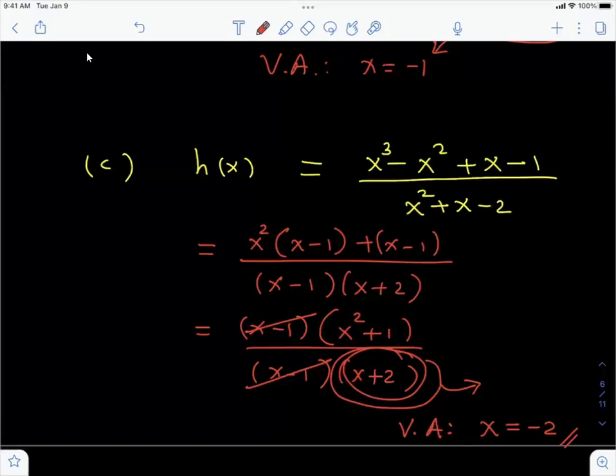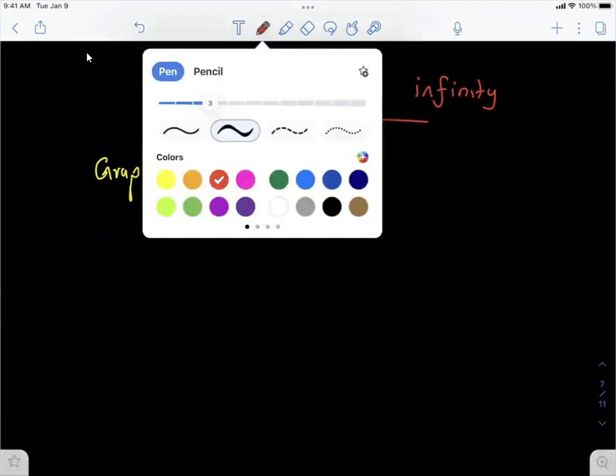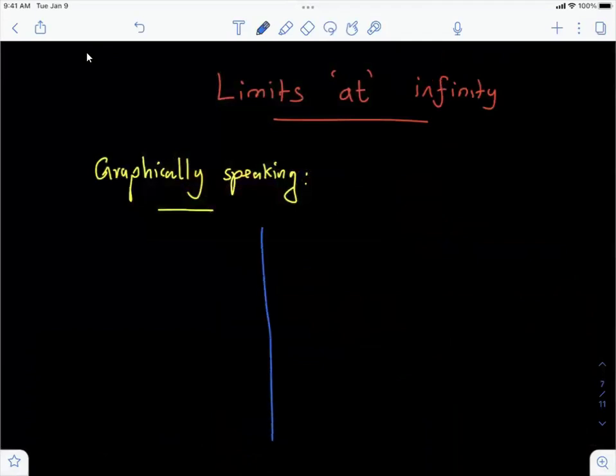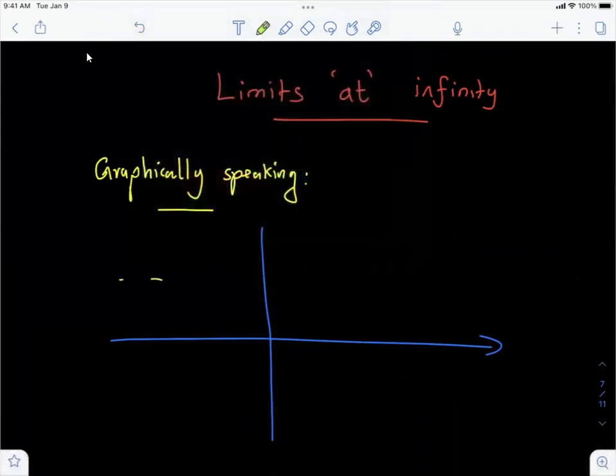All right, so with that, now we get to the next half of the story, limits at infinity. Now we already saw the recipe or the tool. Now what we are going to do is to look at it, first of all, to get an intuition. Let's talk about this graphically.